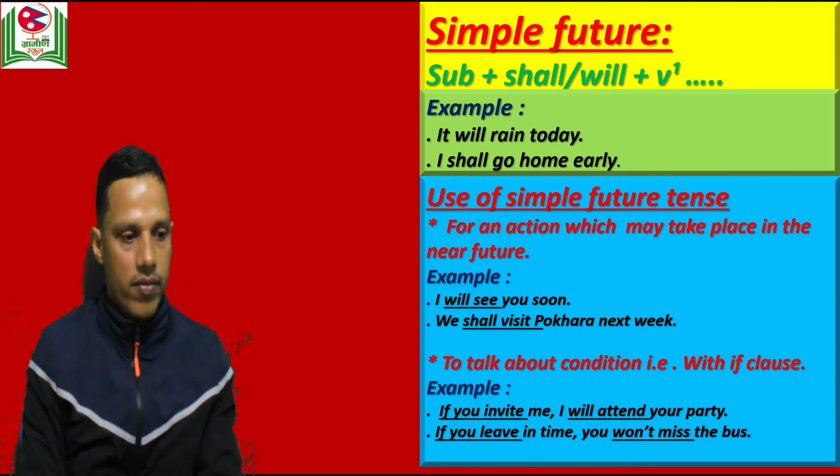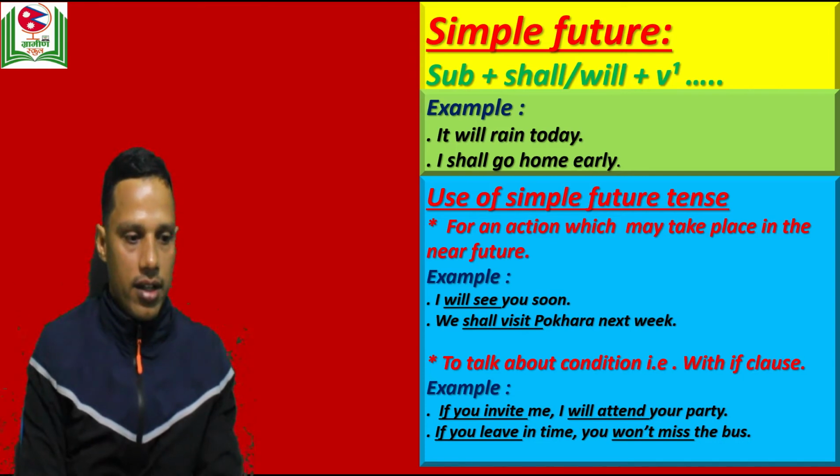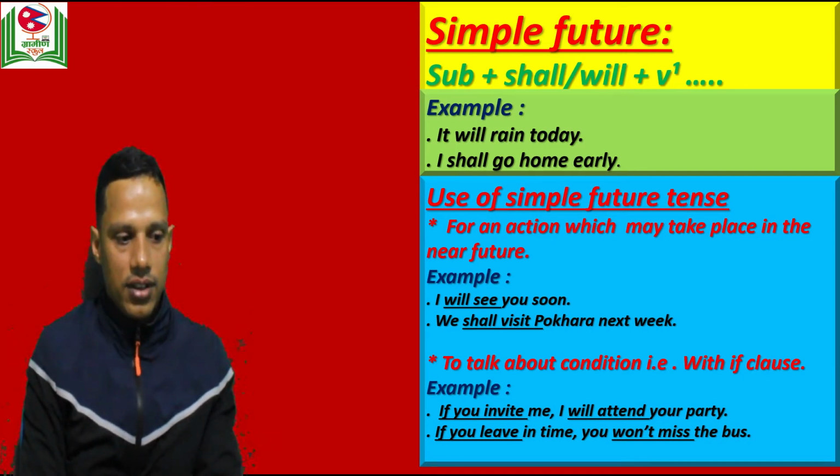The first use: we use simple future tense to talk about an action which may take place in the near future. For example, I will see you soon. We shall visit Pokhara next week. In these sentences, you might have noticed the verbs like will see and shall visit. These verbs indicate actions that will take place in the near future, right? So in these conditions, we use simple future tense.